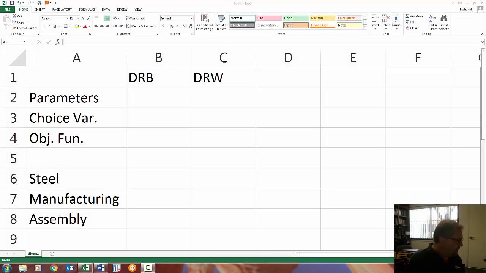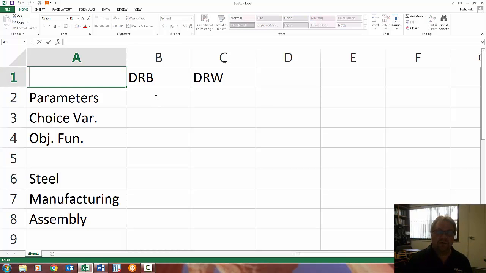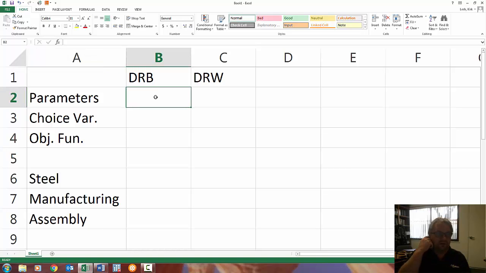Okay, so in this video I'm going to go over problem 17 from chapter 3. They gave us the problem, formulated in the book. So all I want to do here is put it into Excel, solve it, and then answer the questions. Okay, so again, we're going to maximize profit. We have two types of roll bars, the DRB and the DRW.